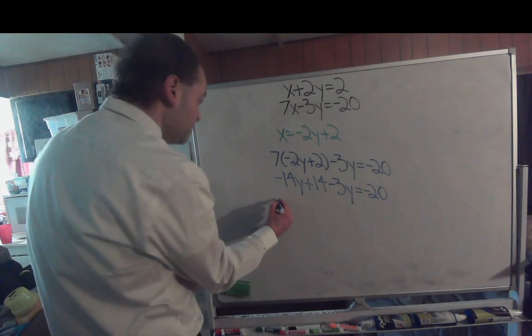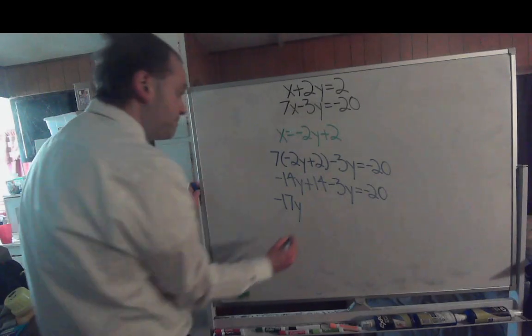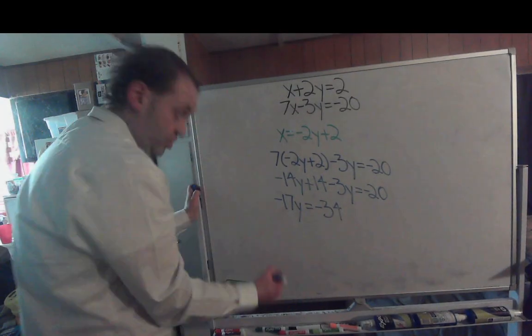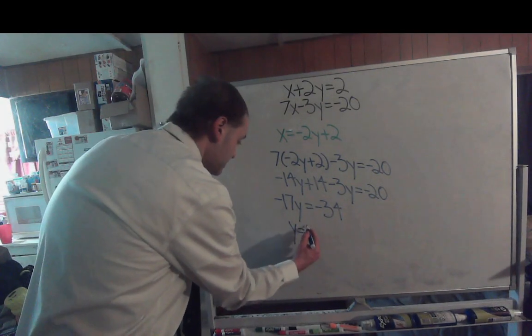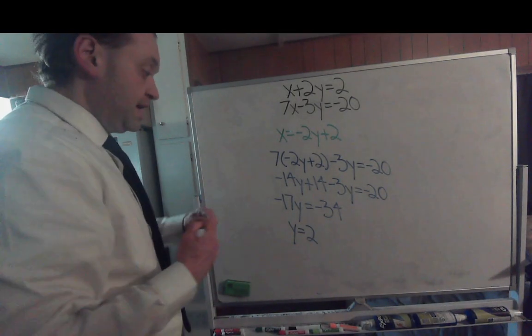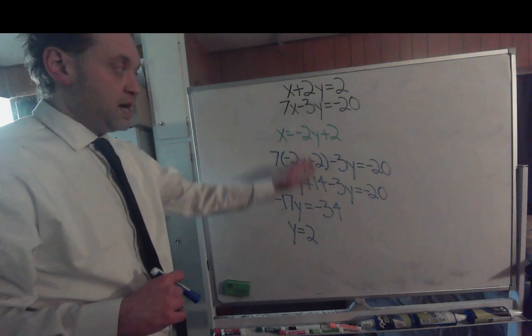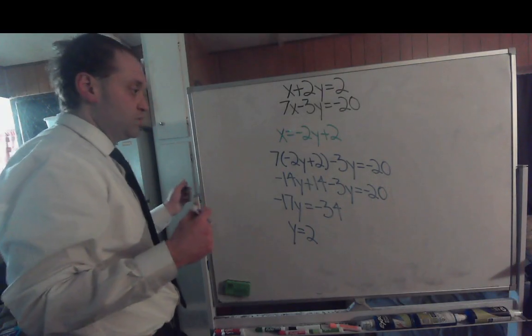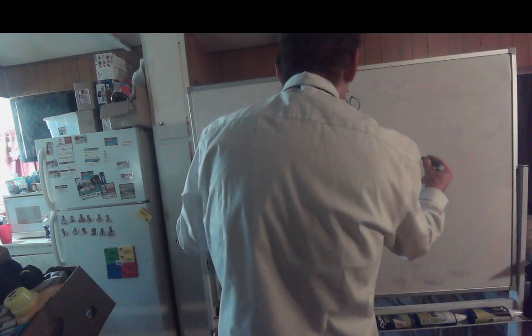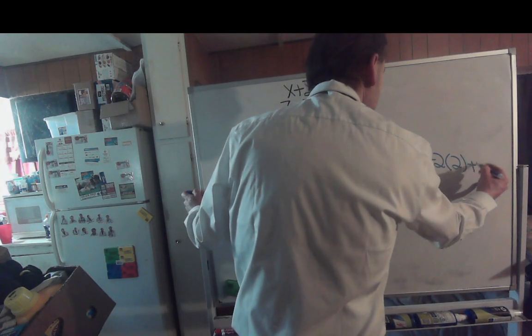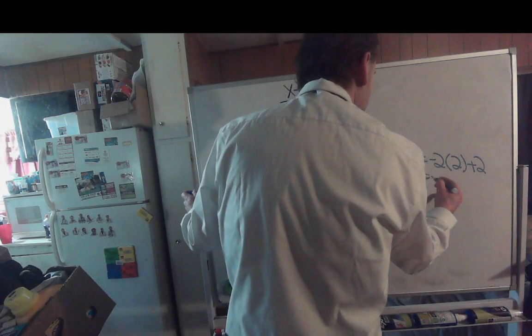which would give you -17y equals negative 34, which would give you a y value of positive 2. So you end up getting that y equals 2. Now we can easily solve for x by putting that y value of 2 into the substitution equation. So x would equal the negative of 2 times that y value of 2 plus 2, which means x equals negative 4 plus 2, which would give you an x value of negative 2.